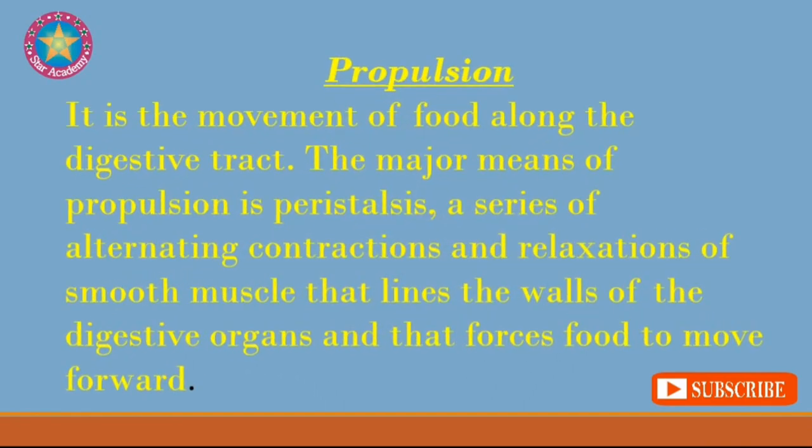Number 2. Propulsion. It is the movement of food along the digestive tract. The major means of propulsion is peristalsis, a series of alternating contraction and relaxation of smooth muscles that lines the walls of the digestive organs and that forces food to move forward.